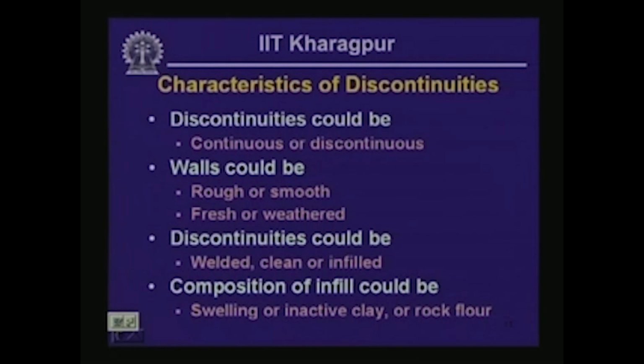Then discontinuities could be welded, or they could be clean or infilled. What we mean by welded is that within these discontinuities, chemical or other minerals get deposited, and these deposits act as a welding agent connecting the two blocks that are on either side of the discontinuity. So, a welded discontinuity is going to be much stronger in comparison with discontinuities that are not welded.